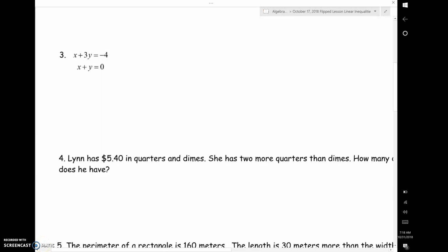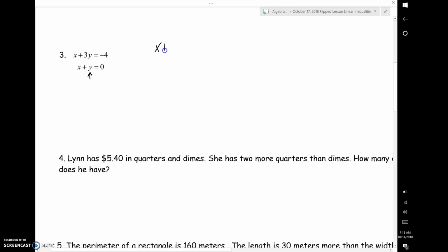What we're going to do is solve the following system of equations. You notice we have x plus 3y is equal to negative 4 and x plus y is equal to 0. I've decided to solve for one of the variables. In this case, I'm going to solve for y.